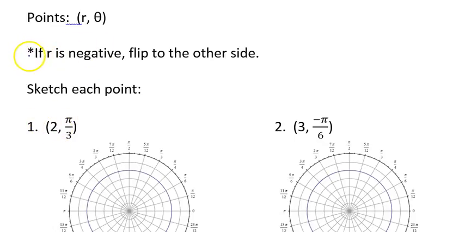I put a star here because sometimes they'll give us a negative radius, which doesn't really make sense in our minds. What that means is that we're going to flip to the other side. It's like a reflection across the center when that happens, and I'll show you some examples of that in just a moment.